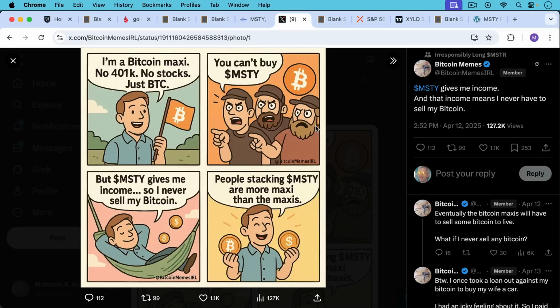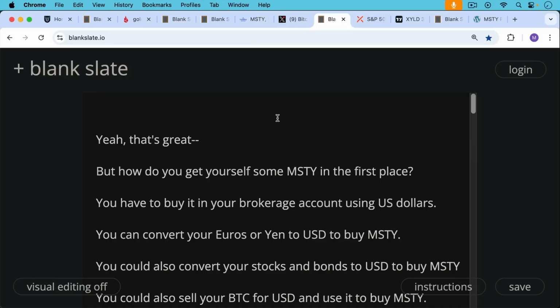This ETF has become very popular on Twitter, and now we have some nice memes on it, some nice cartoons, presumably being made by AI. I'm a Bitcoin maxi, no 401k, no stocks, just Bitcoin, and then a bunch of Bitcoin maxis saying, you can't buy MSTY, and the person responding, but MSTY gives me income, so I never sell my Bitcoin. And then the conclusion here, which I'm not sure I agree with, people stacking MSTY are more maxi than the maxis. This is obviously trying to be provocative, like many things on X.